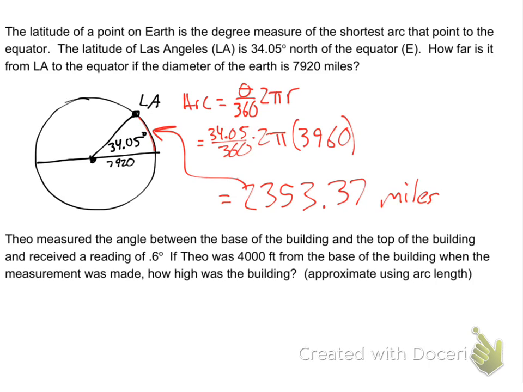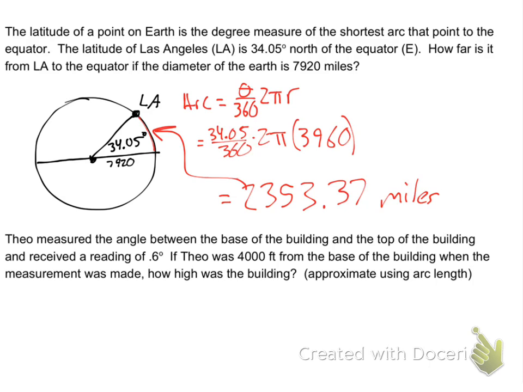The next part, next question, it says Theo measured the angle between the base of a building and the top of a building and received a reading of 0.6 degrees. If Theo was 4,000 feet from the base of the building, that's a long mile, that's almost a mile away, right? When the measurement was made, how high was the building?